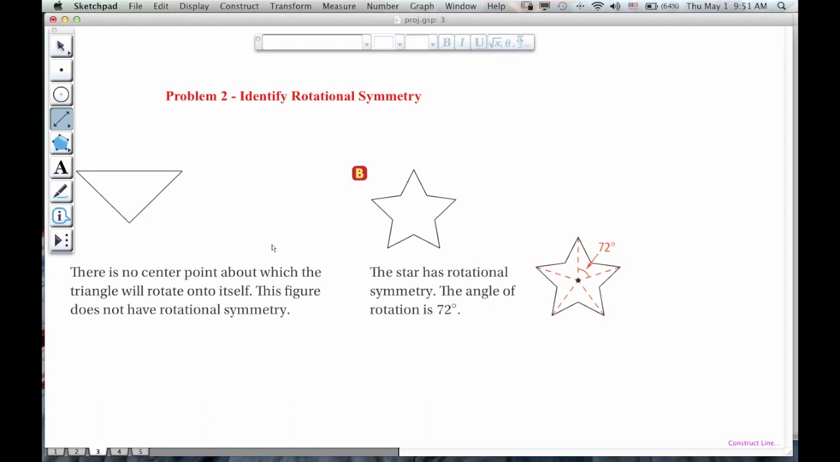So the first question, question A, is a triangle. The triangle has no center point about which the triangle will rotate onto itself. So this figure does not have rotational symmetry. In question B, we have a star. The star has rotational symmetry because it has an angle of rotation of 72 degrees where if the figure rotates, it will appear the same.